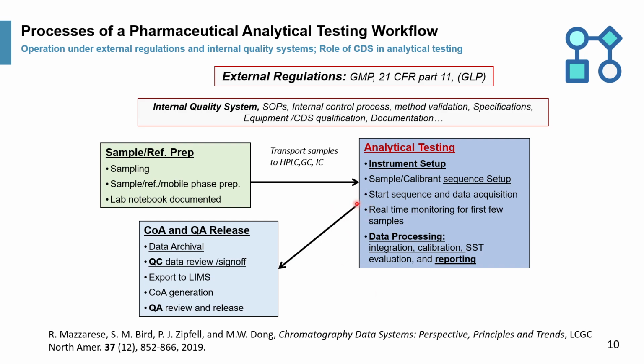Finally, these data are transferred through another process to generate a CofA, the certificate of analysis. First of all, data is archived, then goes through a QC review of the technical data by the QC manager and sign-off. A lot of the time the data is exported to a LIMS system for either CofA generation automatically or in a hybrid format. The CofA is reviewed by QA, which actually performs the batch release.